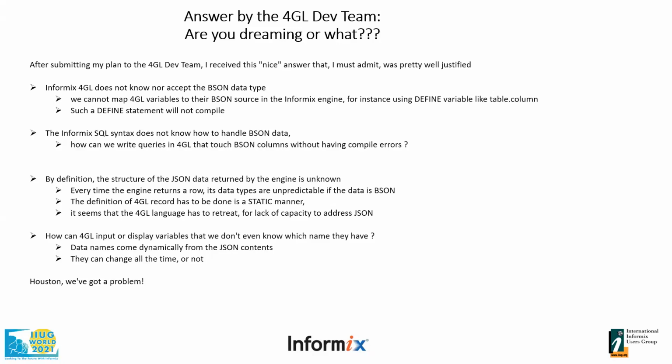Also, and that's pretty much the very core of the issue, the structure of the JSON data returned by the engine is not known by 4GL, which means that every time the engine returns a row, its data types are totally unpredictable because I don't know what's in my data.